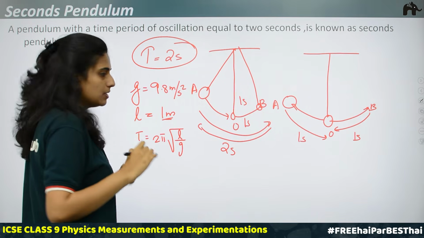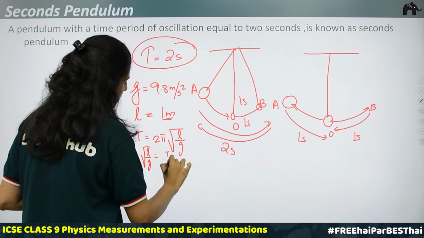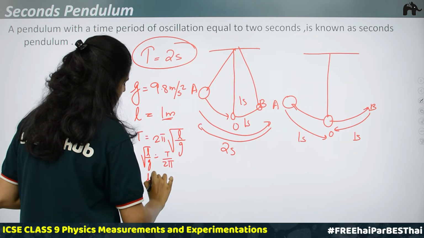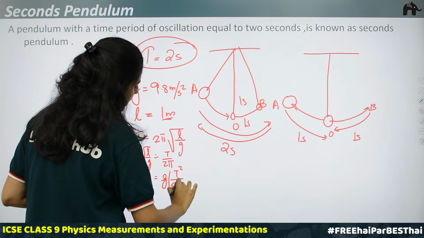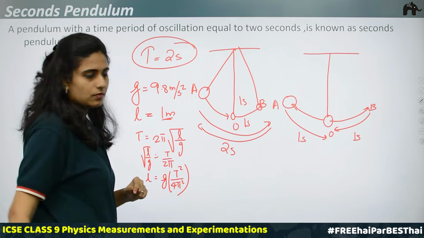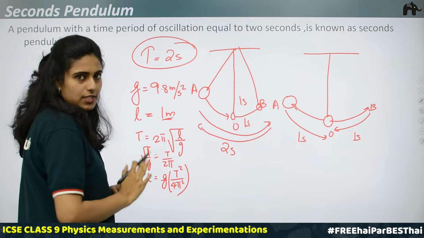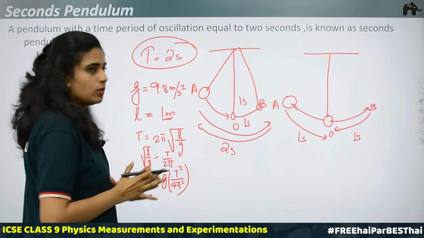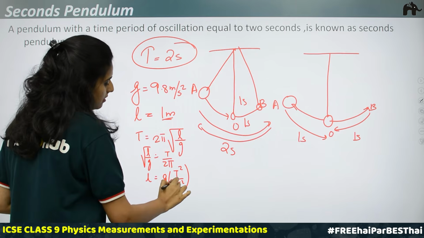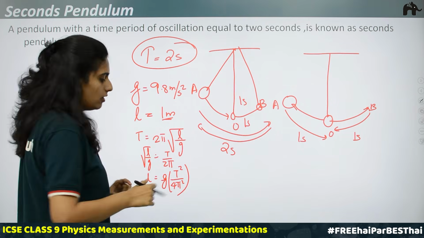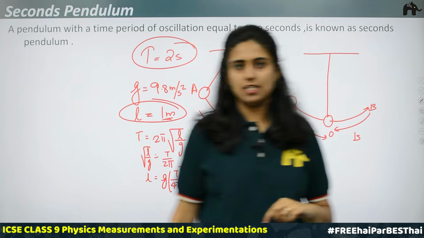So what is L from this? Here you have root L by G is equal to T by 2 pi. L is equal to G into T square by 4 pi square. We are taking the square on both sides and taking this G to the opposite side. Putting the values, G is equal to 9.8 meter per second square, time period 2 seconds, pi value is 3.14, approximately you will be getting the effective length to be equal to 1 meter.